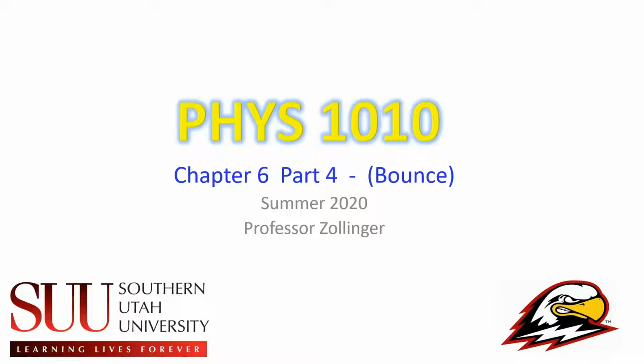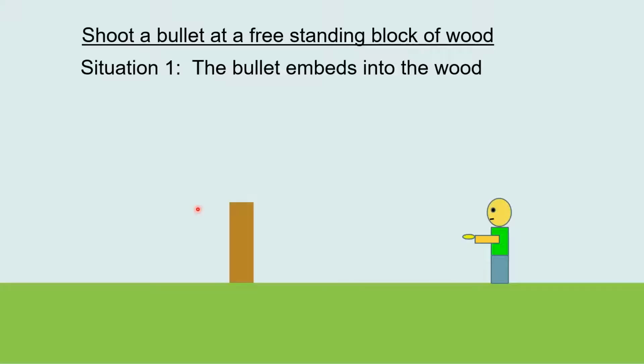We're going to wrap up our discussion of momentum with one last example. Let's consider one last type of collision. Here, I'm going to imagine that I'm going to shoot a bullet into a freestanding block of wood. That's my block of wood. And I just made this quick in PowerPoint, so that's my bullet that's going to shoot out.